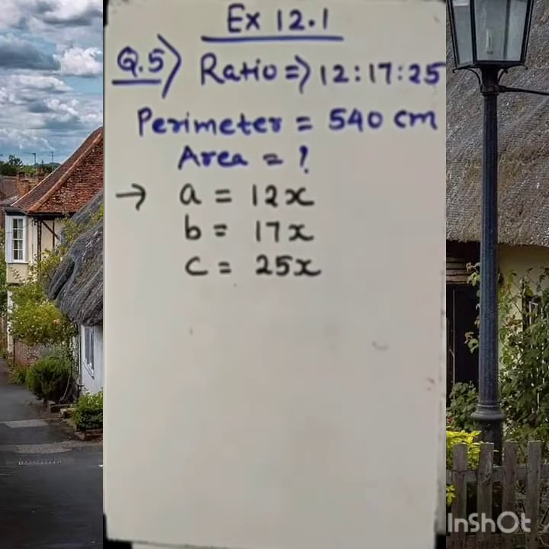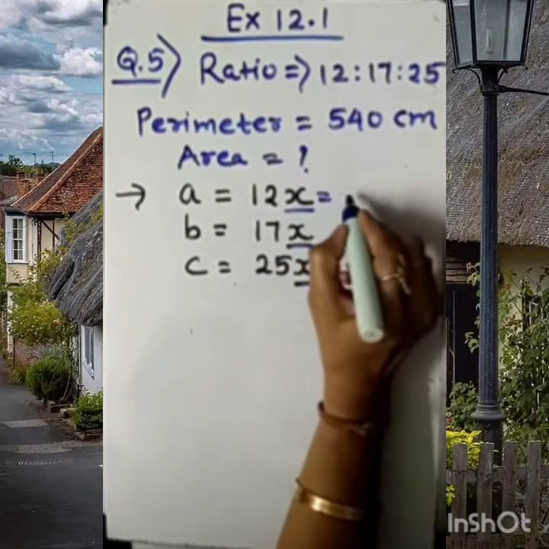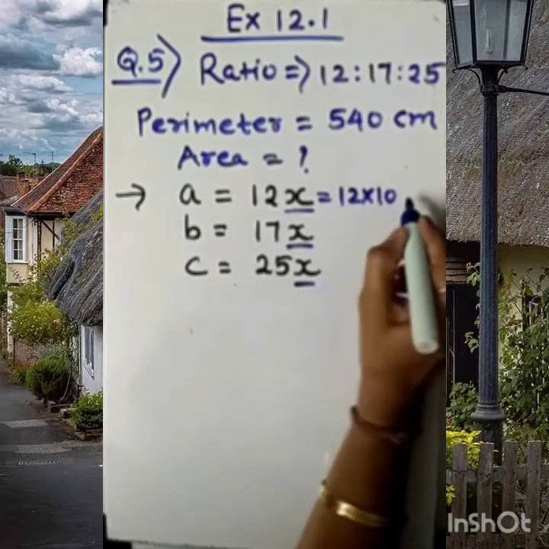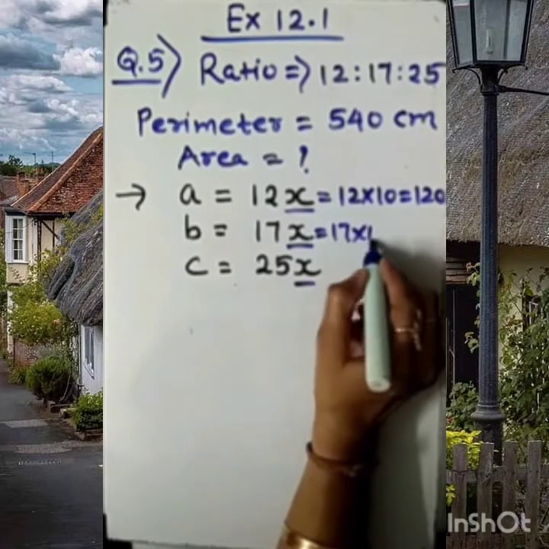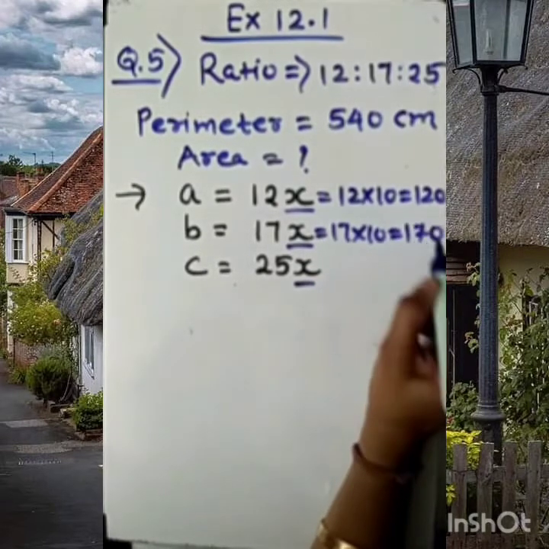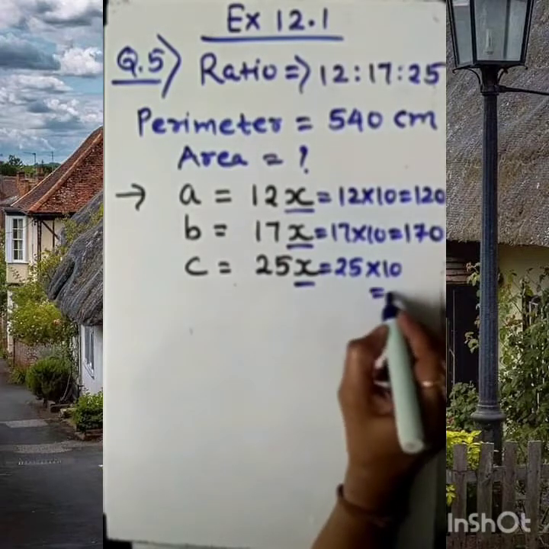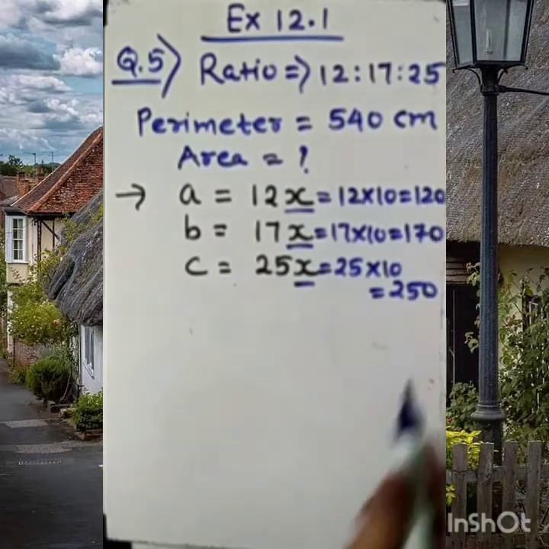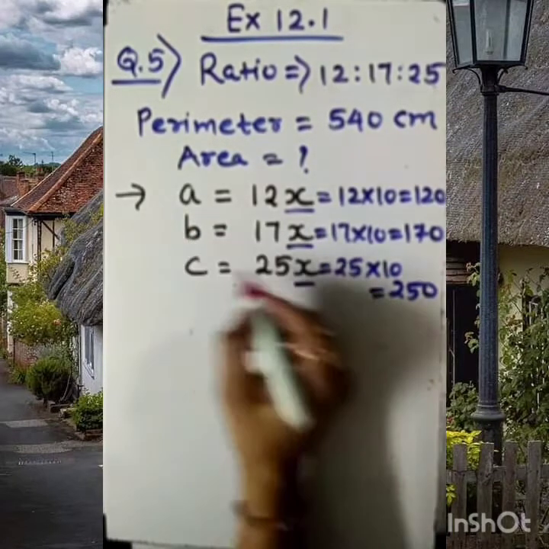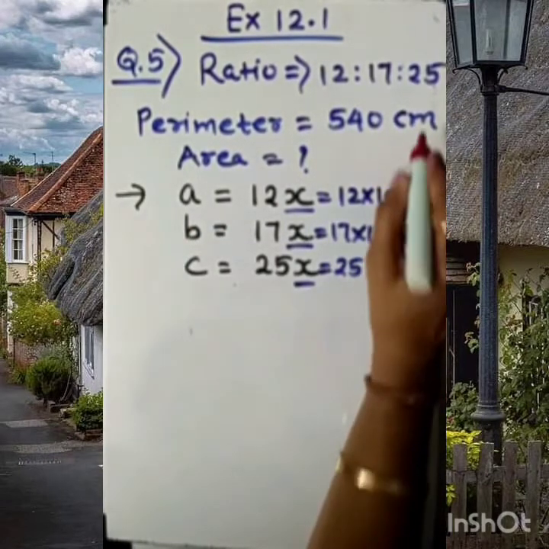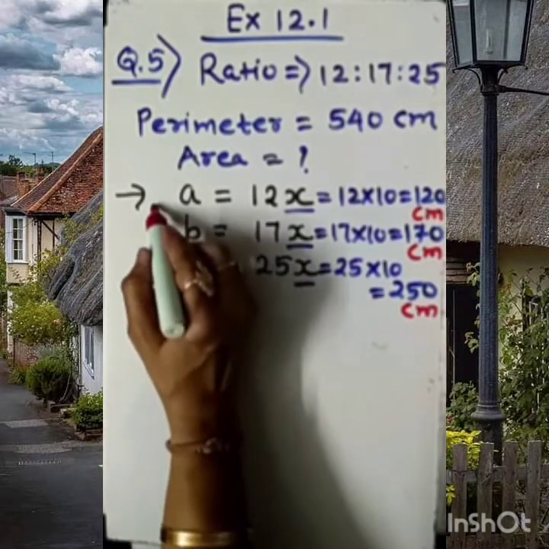So in place of x, I am writing 10. It will be 12 into 10, that is 120. 17 into 10, that is 170. And 25 into 10, that is 250. The unit of these will be centimeter. We know that these are the sides and it is given in the unit centimeter. So the values of a, b, c we got.